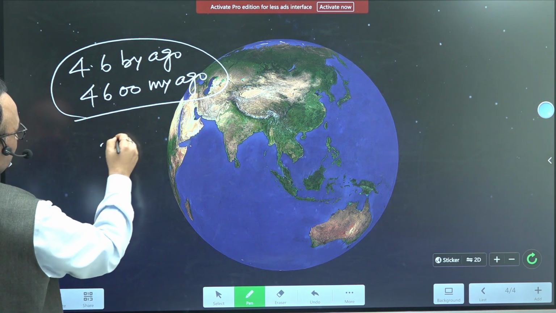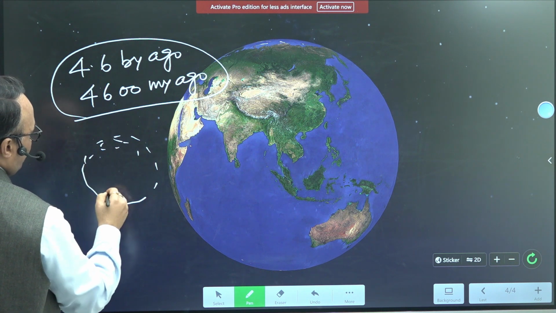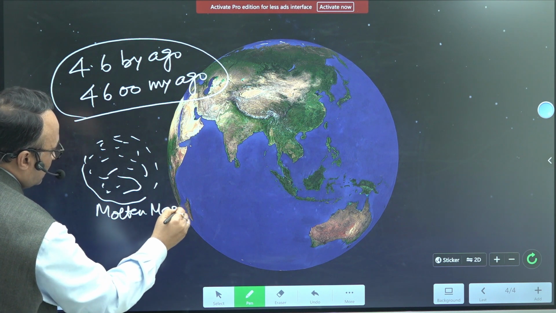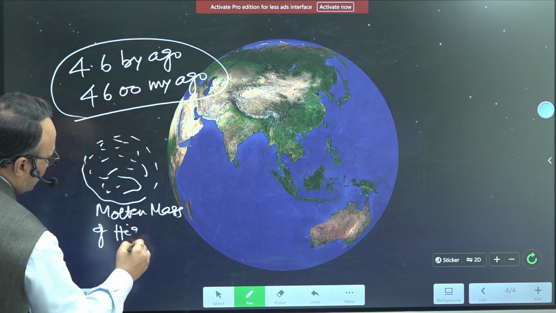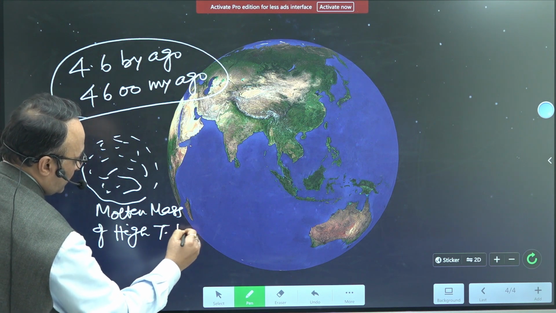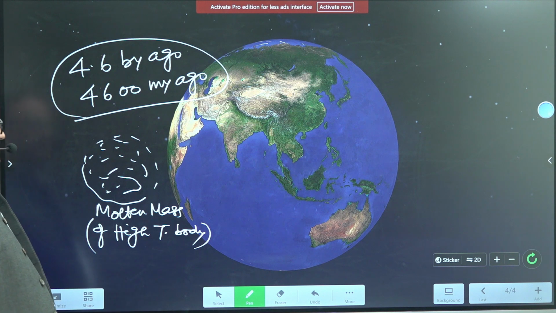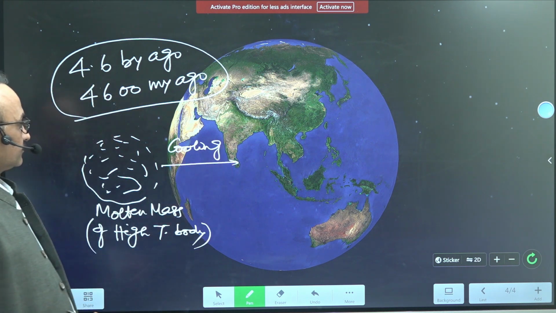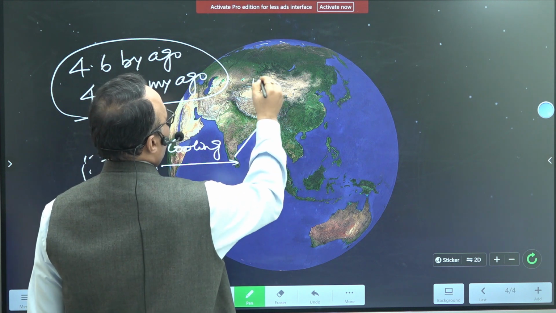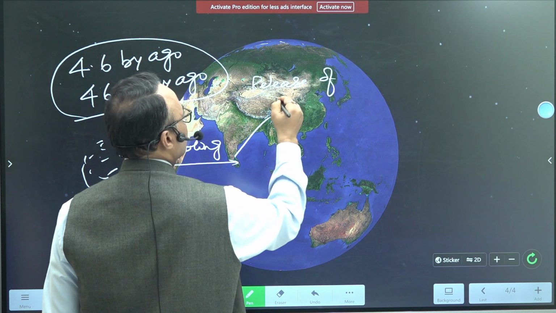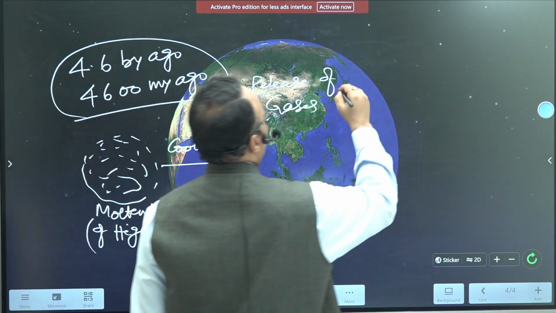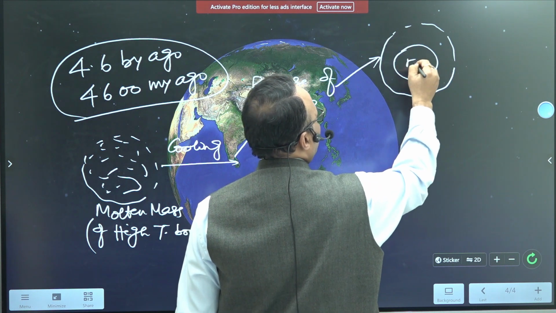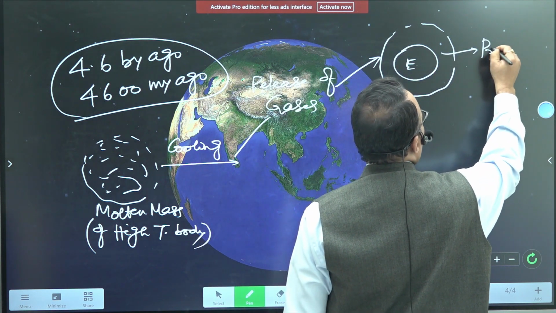At this point, when Earth came into existence, Earth was a molten mass, a high temperature body. Gradually this Earth started cooling, and because of cooling there was a release of gases. These gases created an envelope around the Earth, and this envelope of gas was called the primitive atmosphere.